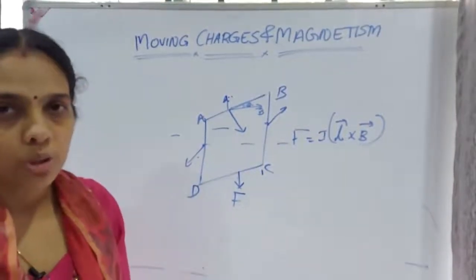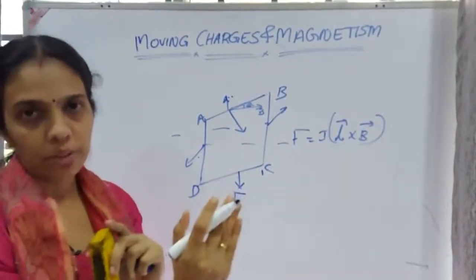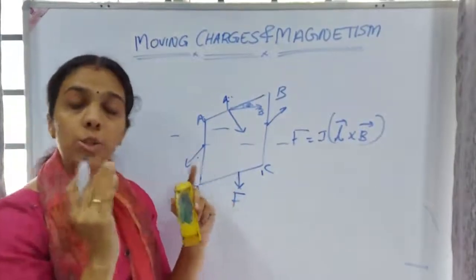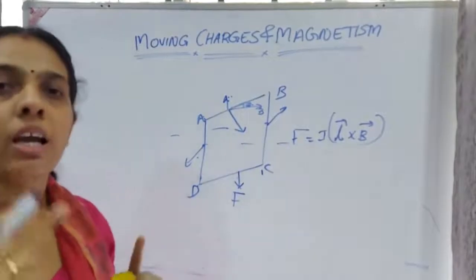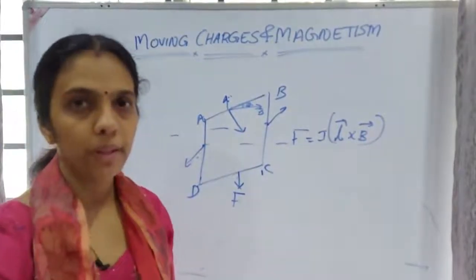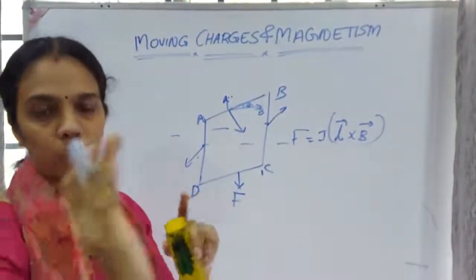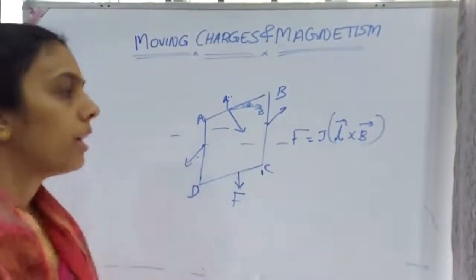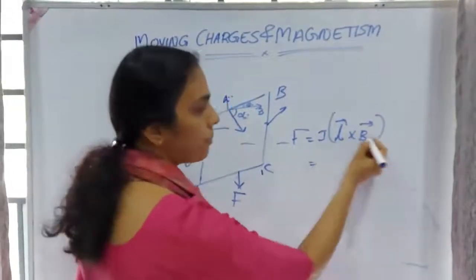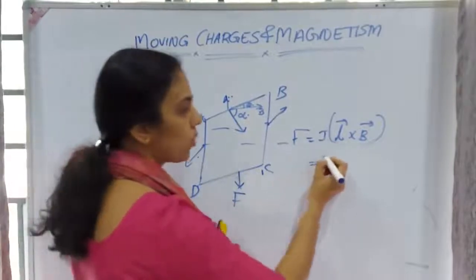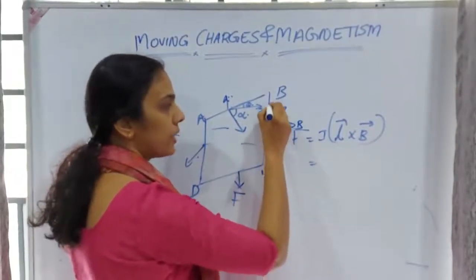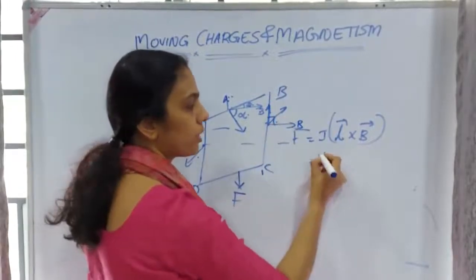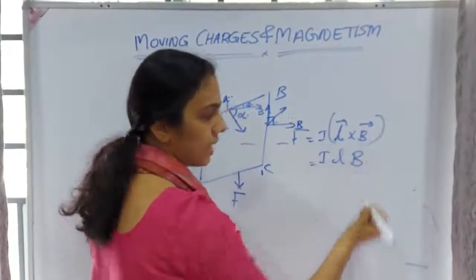So that will constitute a couple. These two equal and opposite forces having different lines of action will constitute a couple, and that will give you a rotational effect. So from that, here L and B are perpendicular to each other, so B is acting in this direction, right? So length is perpendicular to B, and you will get it as ILB.